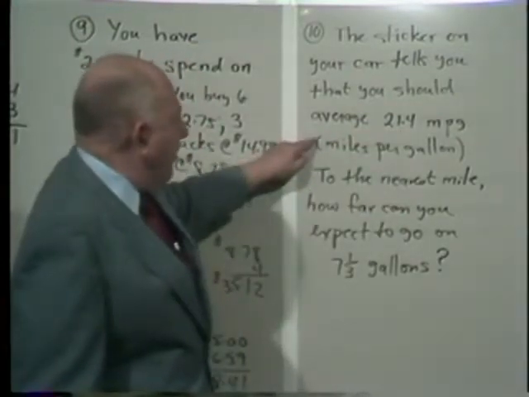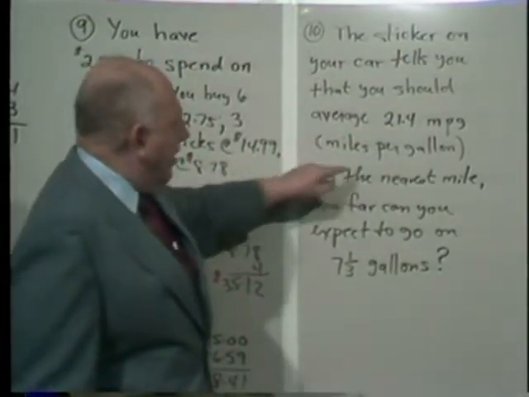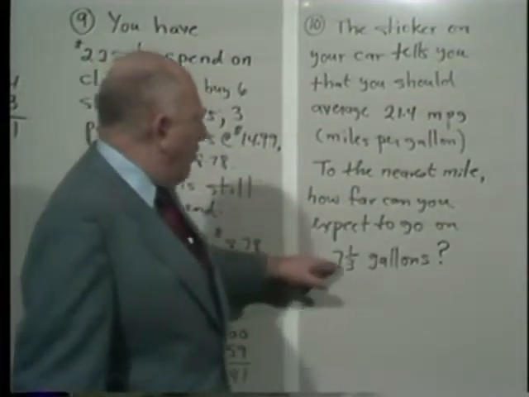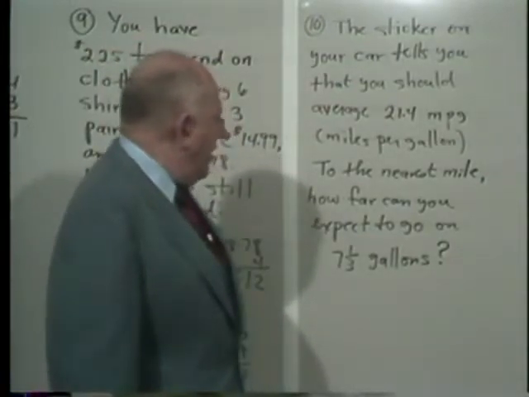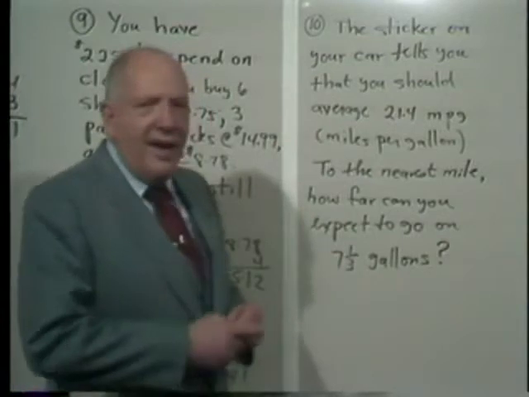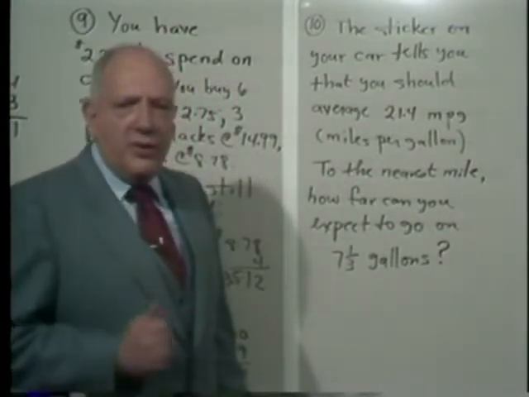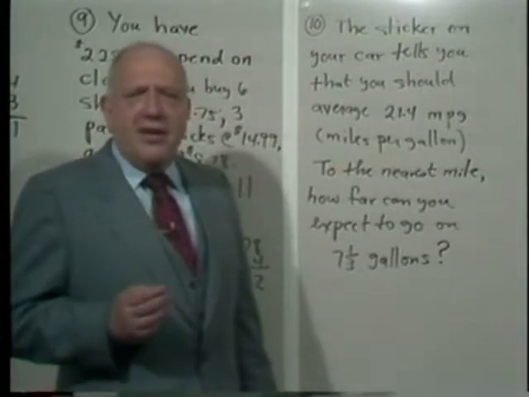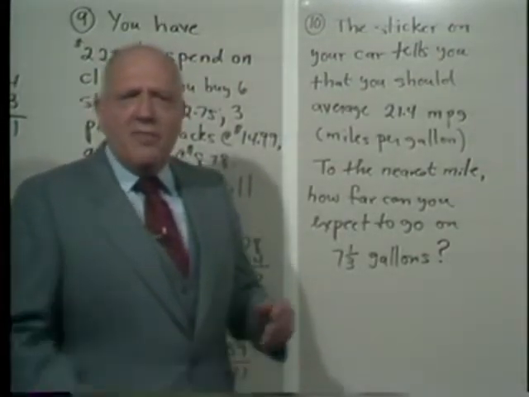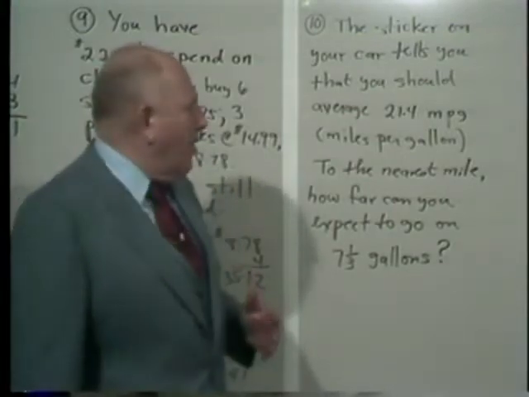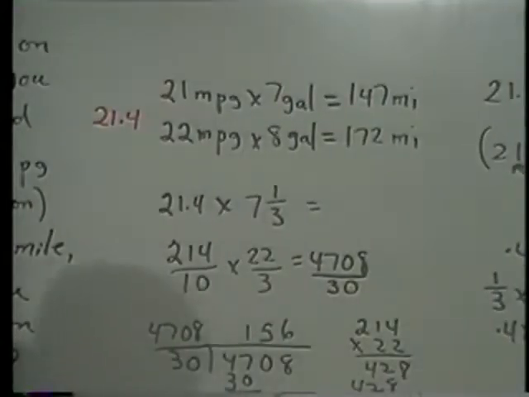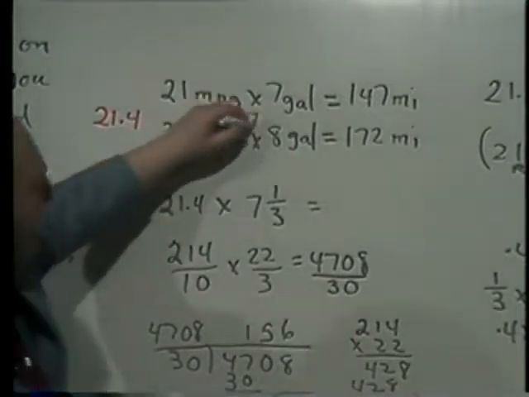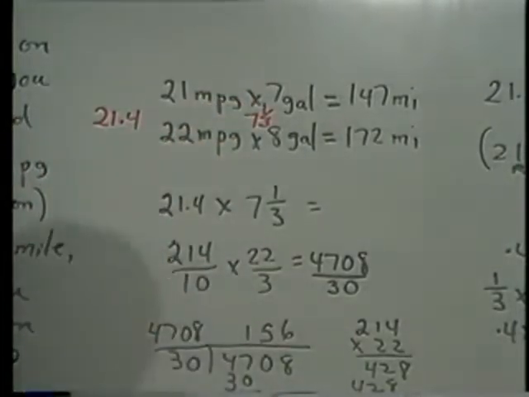At any rate, based on this, the question asks us, to the nearest mile, how far can you expect to go on 7 1/3 gallons? In other words, if you can go 21.4 miles on 1 gallon, how far should you be able to go on 7 1/3 gallons? And by the way, since it's much easier to think in terms of whole numbers than in terms of mixed numbers and decimals, why not do that? Why don't you say to yourself, wait a second, 21.4 miles per gallon. That's more than 21 miles per gallon, but less than 22. And 7 1/3 gallons, that's more than 7, but less than 8.